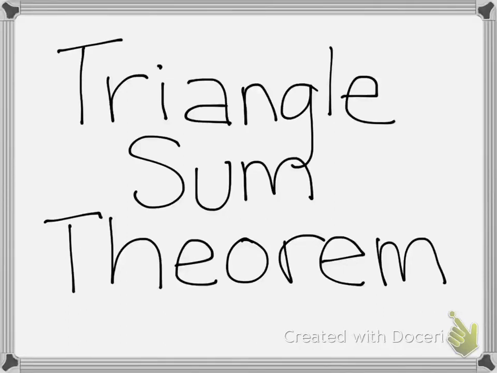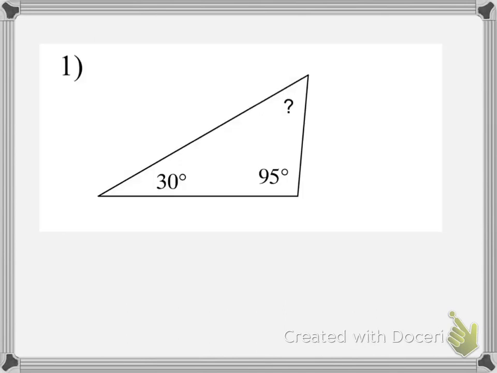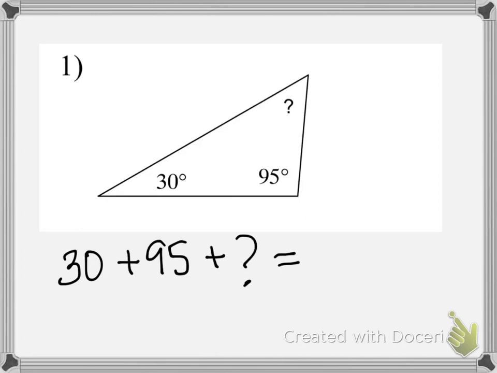All right, so triangle sum theorem was the second worksheet that I posted today. And so here we have a triangle. What triangle sum theorem says, if you guys saw the other video, is that for every single triangle, all three of the angles are going to add up to 180 degrees. So here, if we're looking at number 1, we're just going to add all three of the angles. So if we have the 30 plus the 95 plus the question mark, all three of those have to add up to 180. And it doesn't matter what kind of triangle it is, this will always be true.